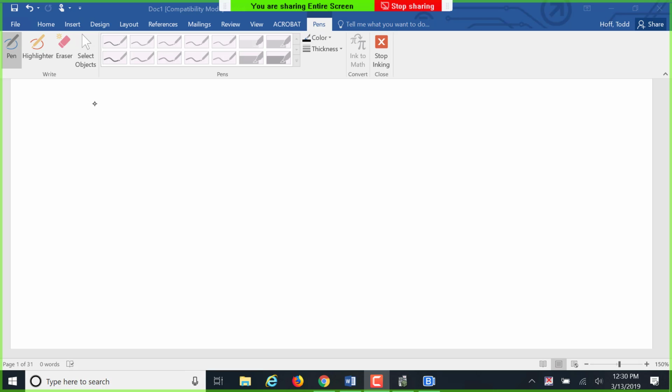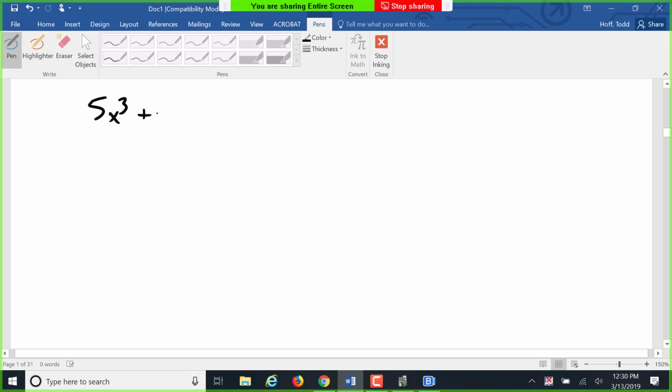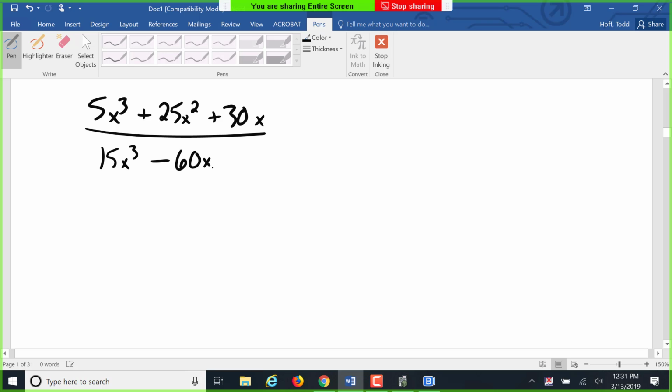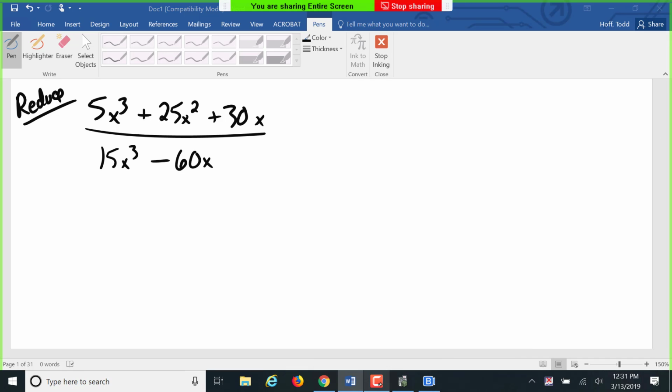So a little bit of a quick review from yesterday. If we have something like 5x to the third plus 25x squared plus 30x over 15x to the third minus 60x, and I ask you to reduce that fraction, I want you to take about a minute and see if you can reduce that in your notes.